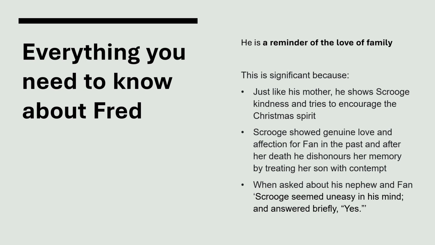So we see this love from Fan, we see this caring from Fezziwig, and we see romantic love from Belle, and yet he pushes all of them away because he pursues wealth. He pursues money for no other reason than to hoard it. He's not even enjoying his money. So this girl who had shown him all this love, his sister, he just dishonors her memory, and he will not show her son the same love.